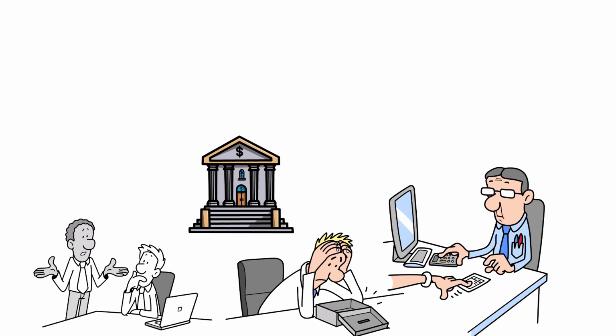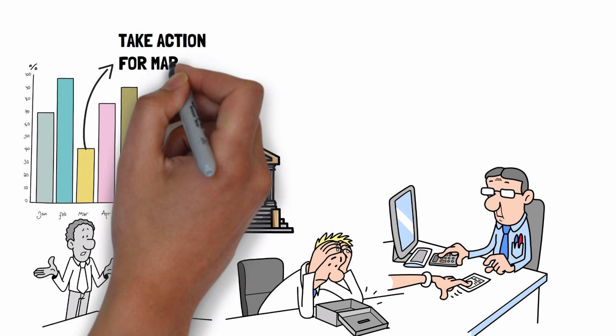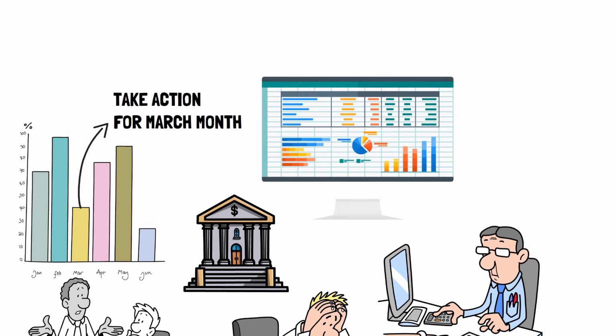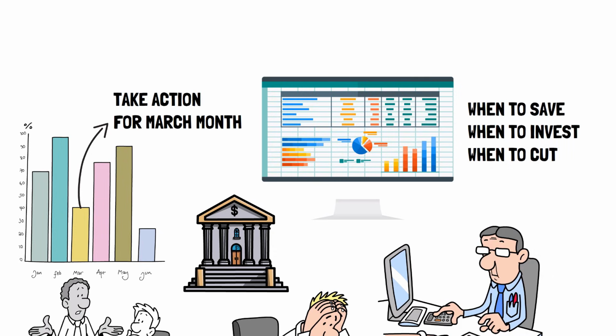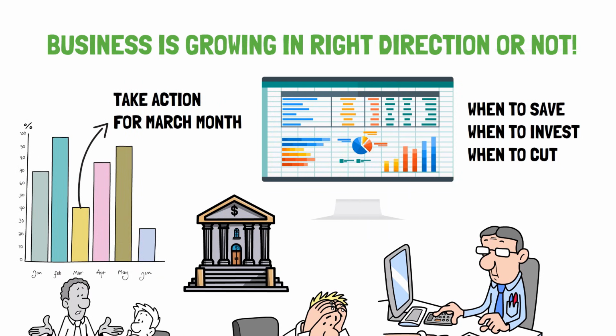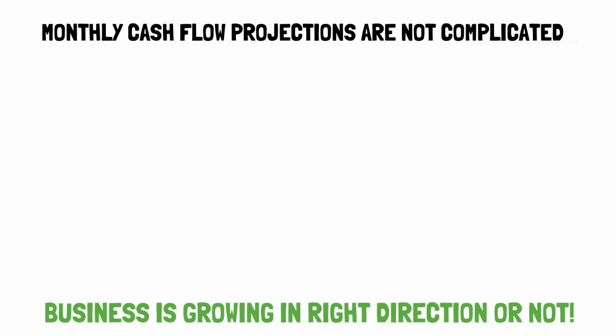With a projection, the owner can see the shortage in advance and take action, such as delaying a purchase or increasing small upsells. This simple worksheet protects you from shocks. It helps you decide when to save, when to invest, and when to cut expenses. It also shows you if your business is growing in the right direction or if you need to adjust your strategy.